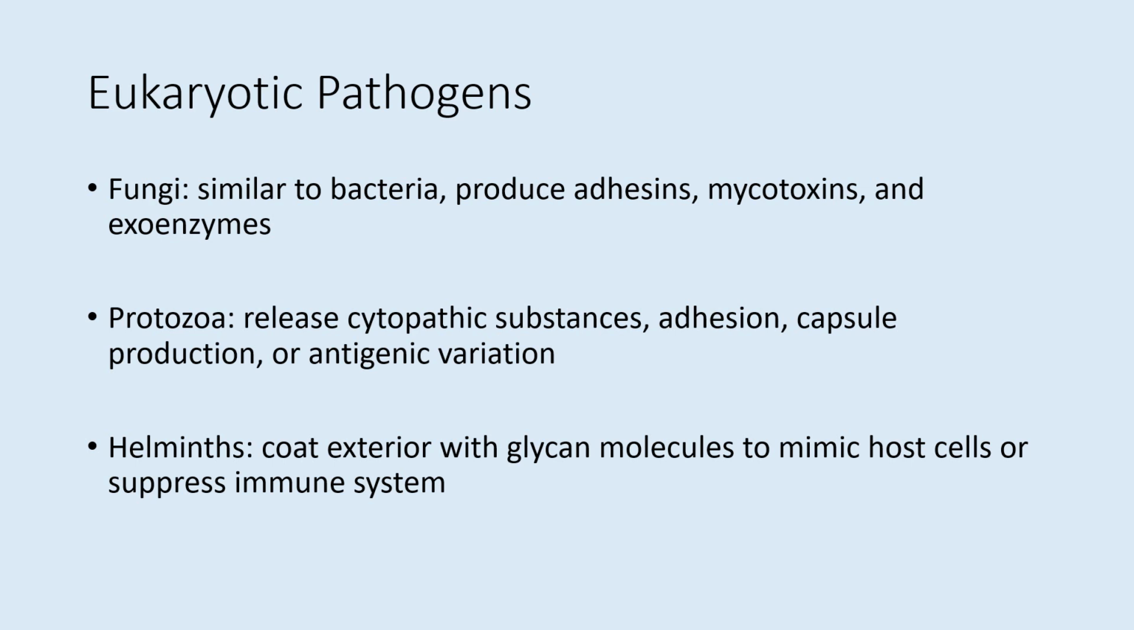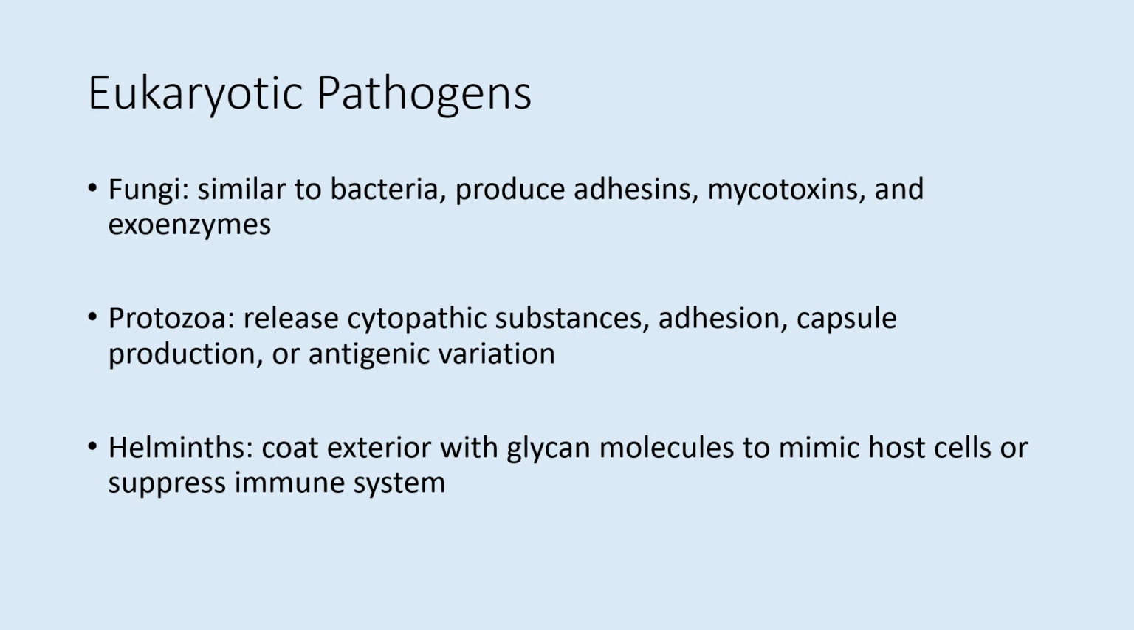Your eukaryotic pathogens, your fungi, your protozoans, your helminths. Fungi, kind of similar to bacteria in that they will produce adhesins to help them stick once they're inside the body. Some of them produce toxins. We call them mycotoxins. Myco means fungi, so it specifies that it's a toxin produced by the fungus. And they may also produce some enzymes to help them penetrate deeper. Protozoans, they will sometimes release substances that are cytopathic, meaning that they will damage or kill our cells. They will sometimes produce adhesins to help them stick.